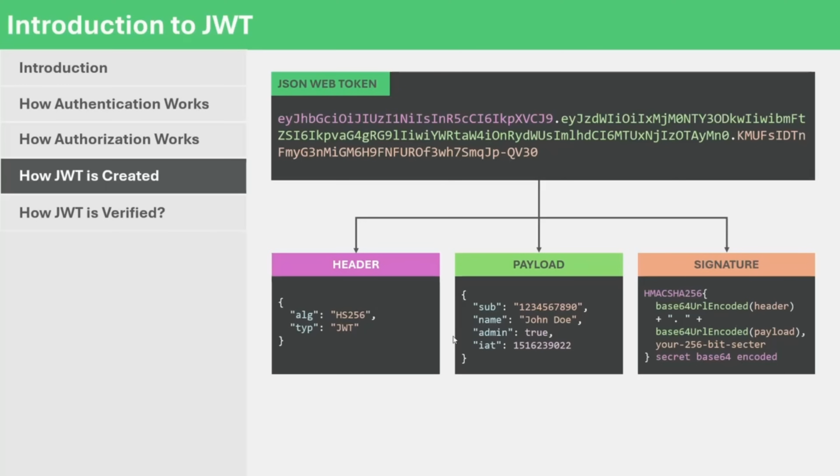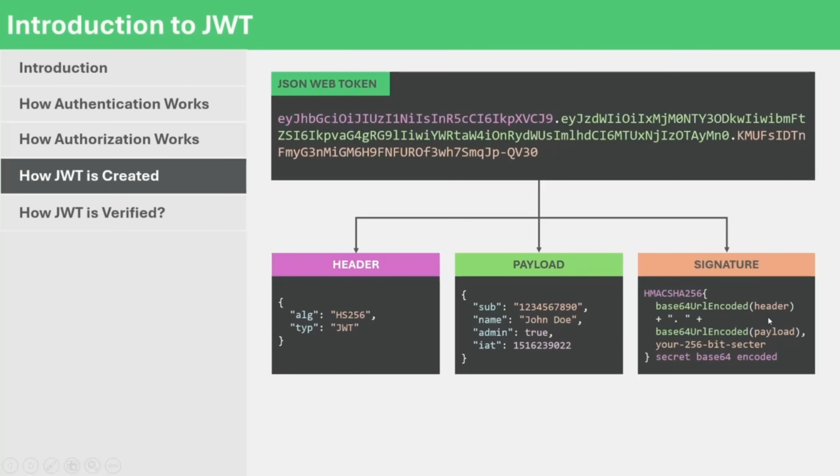So anyone will be able to decode them and read them. And that's why we should not store any sensitive information in the payload. But that is not a problem at all, because the third part is the signature. The signature is what makes JWT more secure.